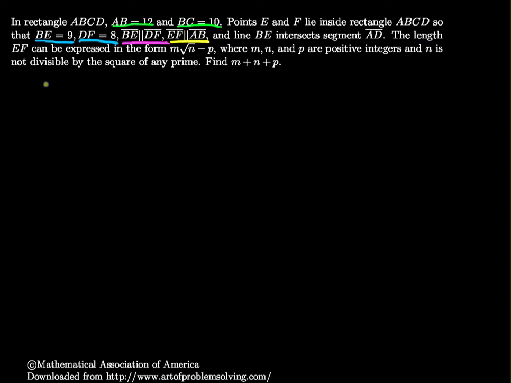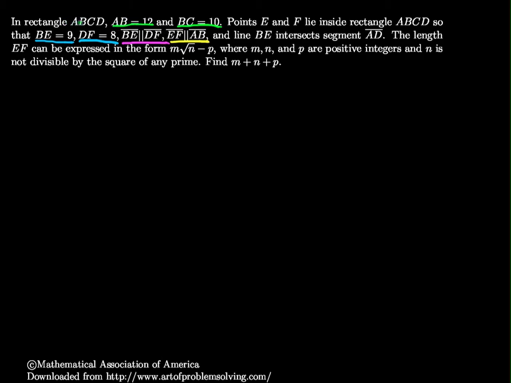The length EF can be expressed in the form m square root of n minus p, where m, n, and p are positive integers, and n is not divisible by any square of any prime. So that means that we reduce this radical completely, bring out any perfect squares that we can. Find m plus n plus p. That's a mouthful, but let's look at this.